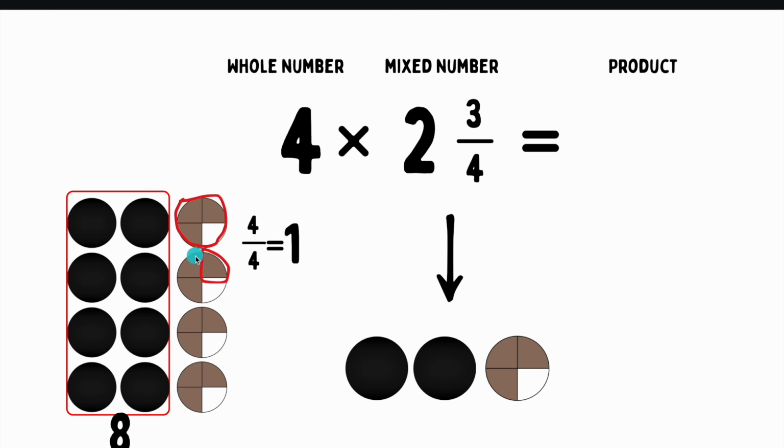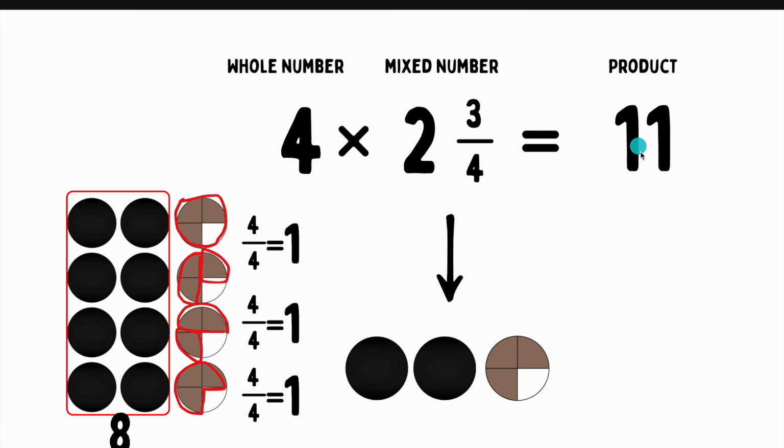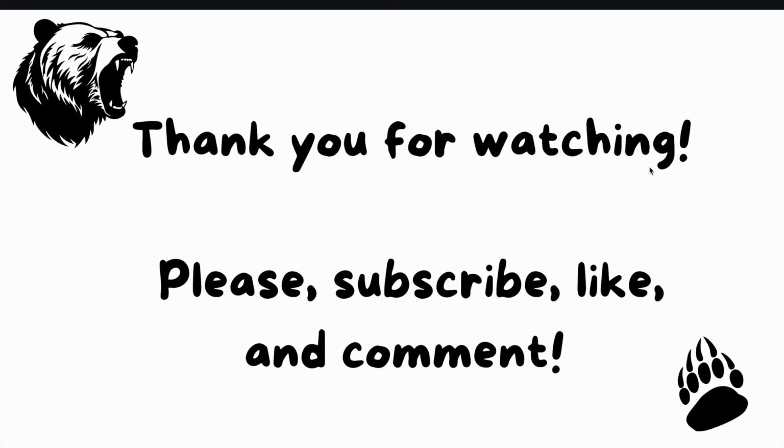Let's see if we can combine more quarters or fourths. That's another 4/4. That makes another whole. And we can combine these 4/4, which makes another whole. We have 8, 9, 10, 11. The product is 11.